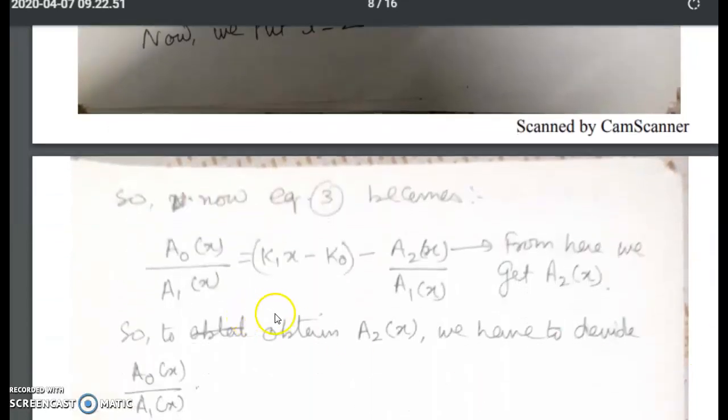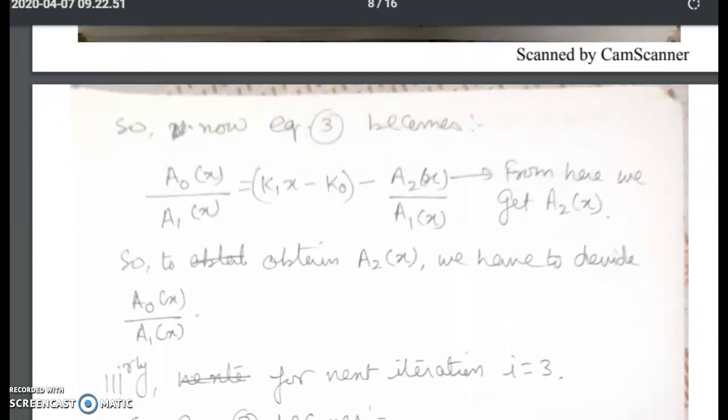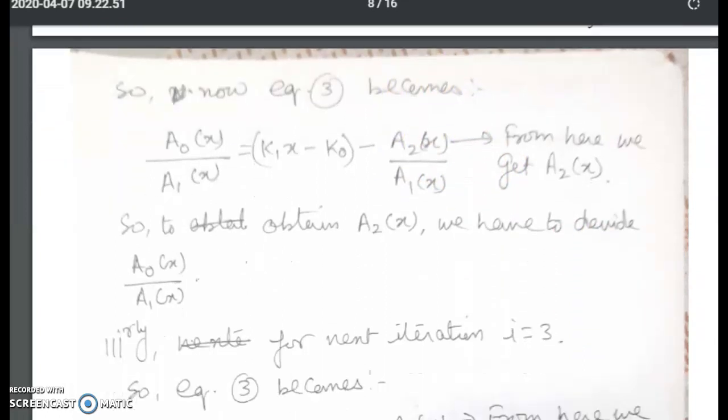So equation 3 becomes like this. From here we will get a2x. To obtain a2x, we have to divide a0x by a1x.